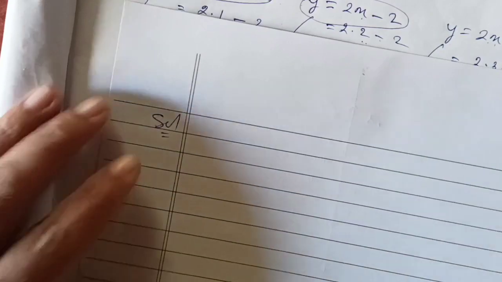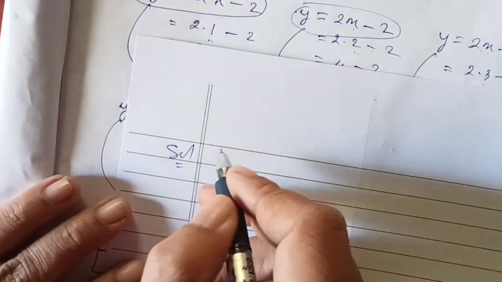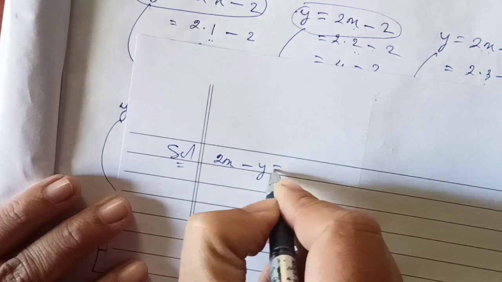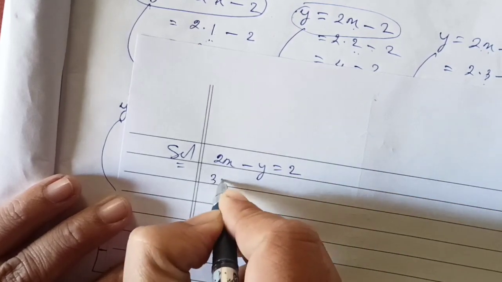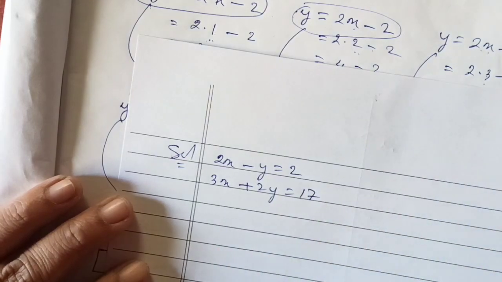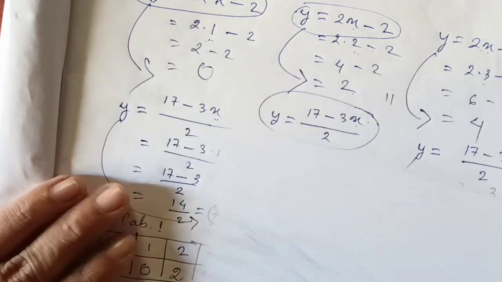Okay, now these are the two lines. So here let me copy the equations, that is twice x minus y equal to 2, thrice x plus 2y equal to 17.